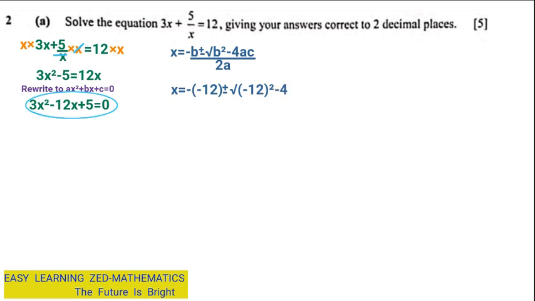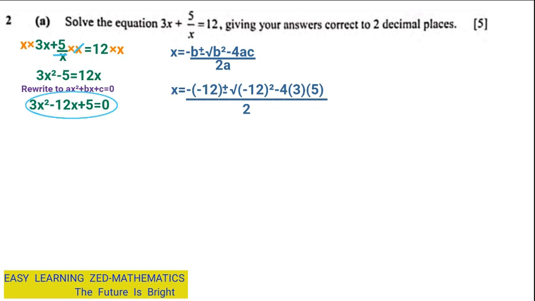Then what is the value of a? The value of a is 3. Then what is the value of c? The value of c is 5, positive 5. So it's going to be multiplied by positive 5, the whole lot of that, over 2 multiplied by a, which is the value of a is 3.